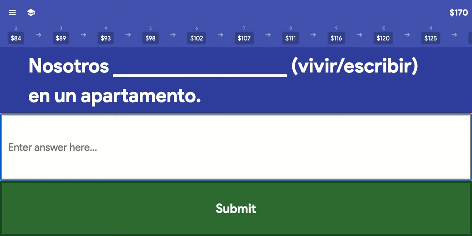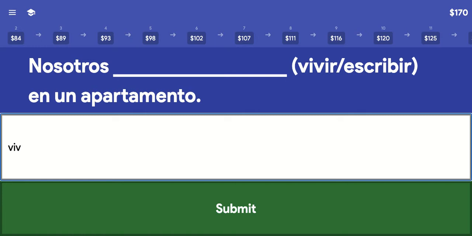It says nosotros blank, and then it gives me vivir or escribir. And then it has en un apartamento. Apartamento sounds kind of like apartment. So I would want to say nosotros, and vivir is that verb that means to live. So I'm going to write vi.